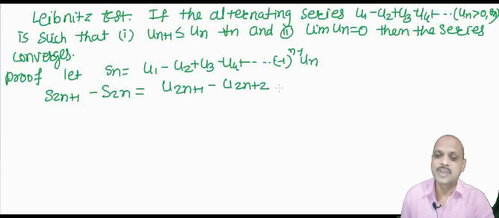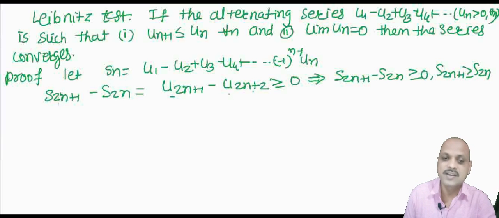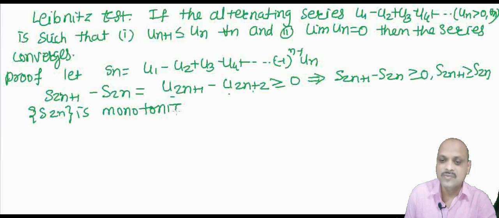which contains u2n+1 minus u2n+2, these two terms. The terms up to S2n cancel. We have taken the positive even terms and odd terms. Now you can see that u2n+2 is less than u2n+1. This is positive and greater than this term, and therefore this is greater than or equal to 0. So S2n+1 minus S2n is greater than or equal to 0, or S2n+1 is greater than or equal to S2n. That means the sequence S2n is monotonically increasing.